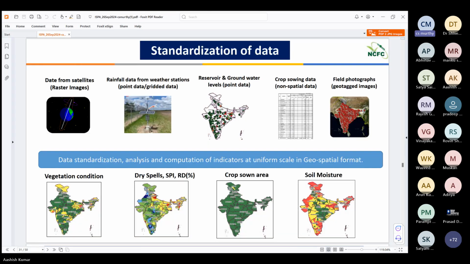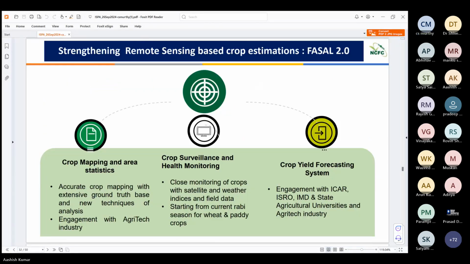So these are all Krishi-DSS: what we do is pool the data, standardize it, put it in one place, and share it. In parallel, we are also improving crop estimation, crop mapping, crop surveillance, health and forecasting. These are big initiatives, Fasal 2.0.